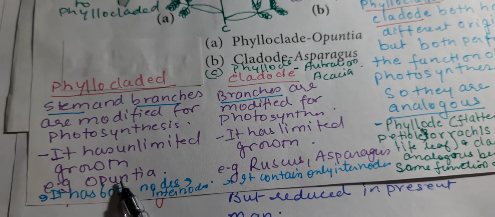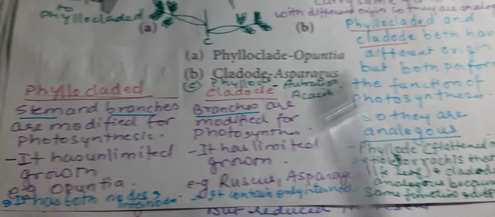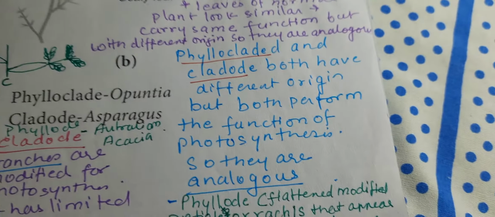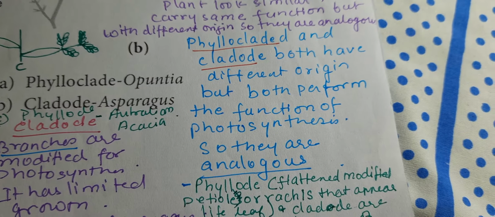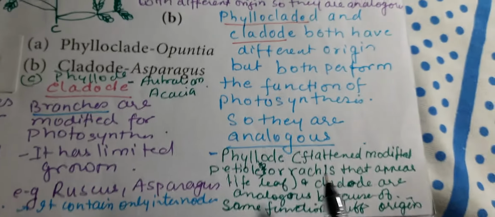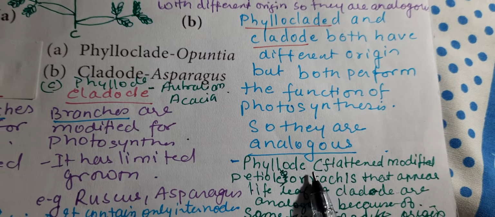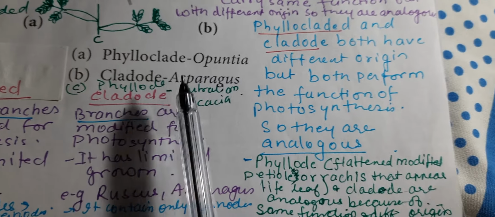So here the origin differs, but the function is same, that is photosynthesis. So phyllocladode and cladode both have different origin, but both perform the same function, that is photosynthesis. So they are analogous. Now there is another term called phyllodes, which is different from phyllocladode and cladode.